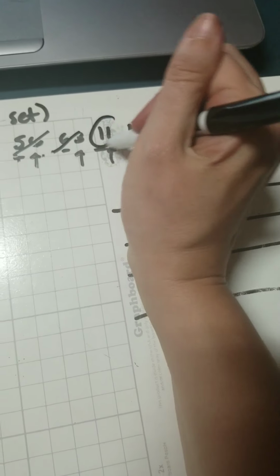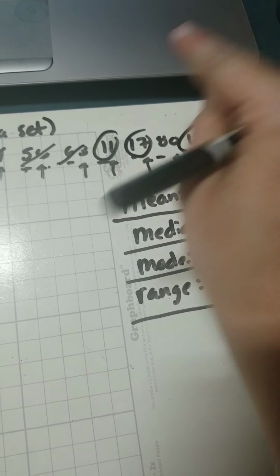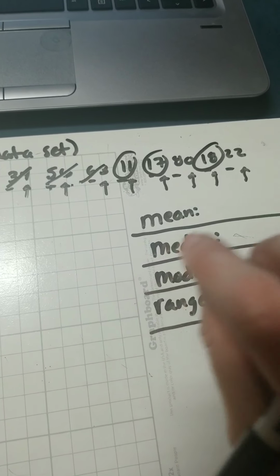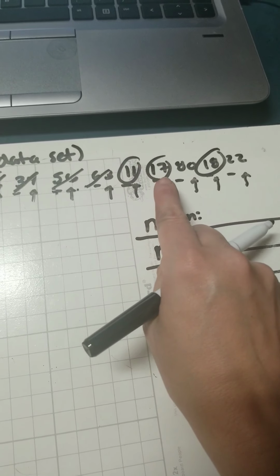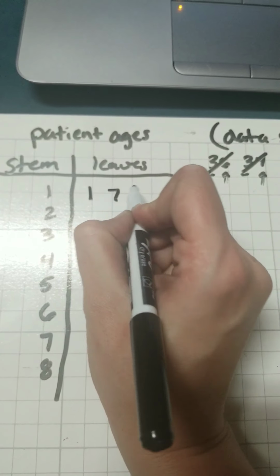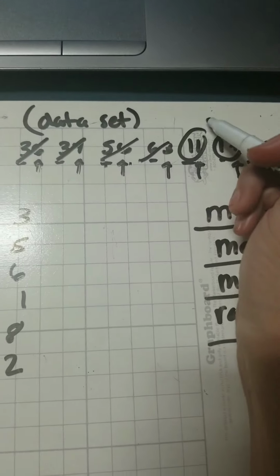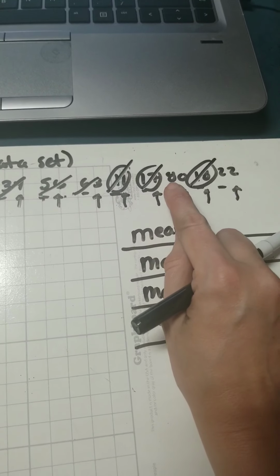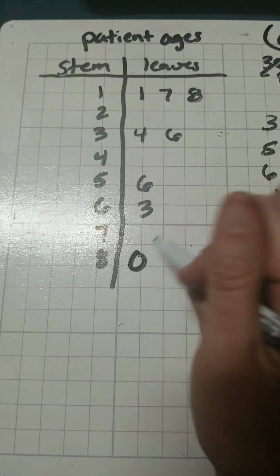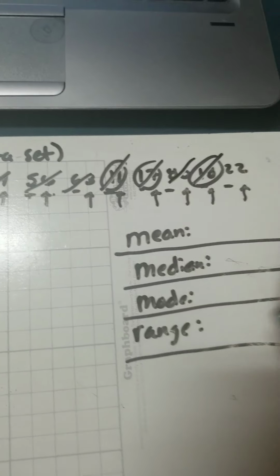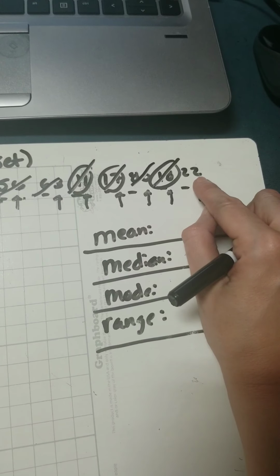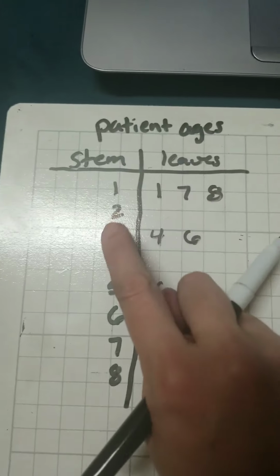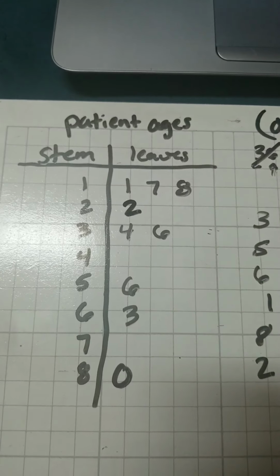Now, this guy, and this guy, they all share the same stem, but they all have different leaves. My leaves are 1, 7, and 8 in that order. 1, 7, 8. So I'm going to mark out 11, 17, and 18. Now this guy here has a stem of 8 and a leaf of 0. So stem of 8, leaf of 0. Mark him out. This guy has a stem of 2 and a leaf of 2. So that is 22, stem of 2, leaf of 2.